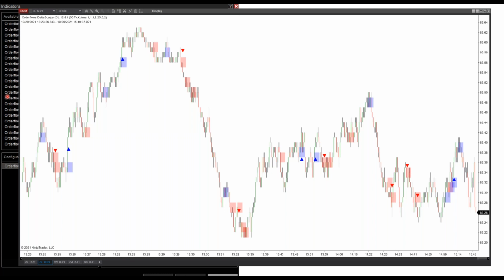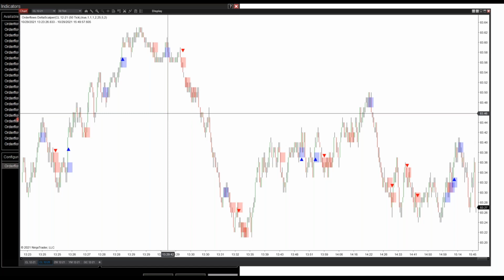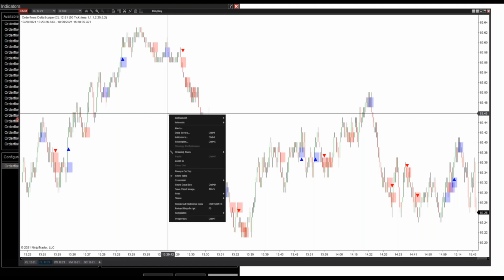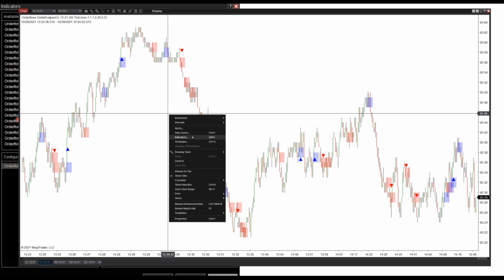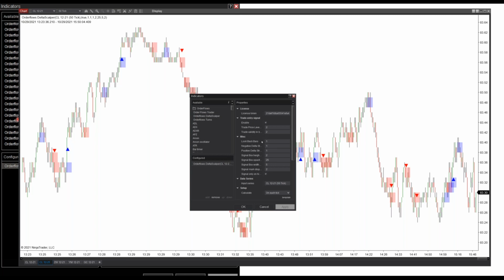Now another one, 5, 1, and 1. So a little bit stricter on the look back. When I say stricter, it means it's taking into account more order flow. And why would you want to do that? Depending on the market, you're going to want to see some market movement before you take a trade. Well, that's not the right way to put it. When you're using the look back at 5, you're taking into account more order flow in the signal. So it's set to 5.